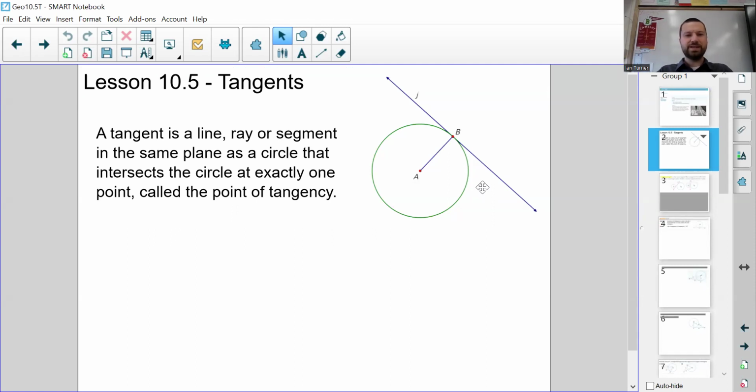10.5, tangents. A tangent is a line, ray, or segment in the same plane as a circle that intersects a circle at exactly one point called the point of tangency. It's hard to understate how important this is for your future math. You're going to see tangent lines all up in calculus and physics and all kinds of stuff. Tangent lines are super important. It's kind of why we did this chapter, is to get to something like this. So tangent lines, that's your definition. Write that down.